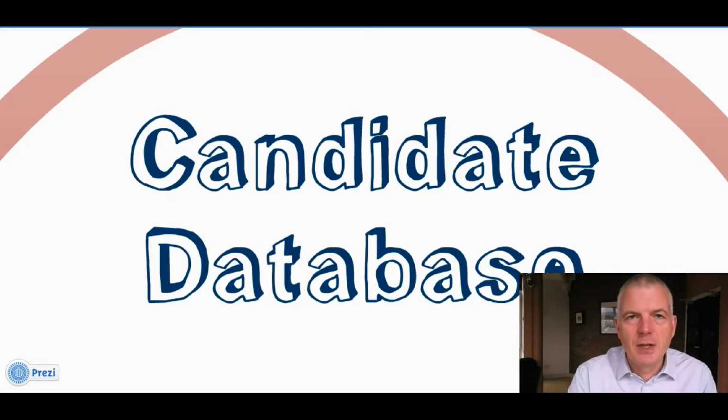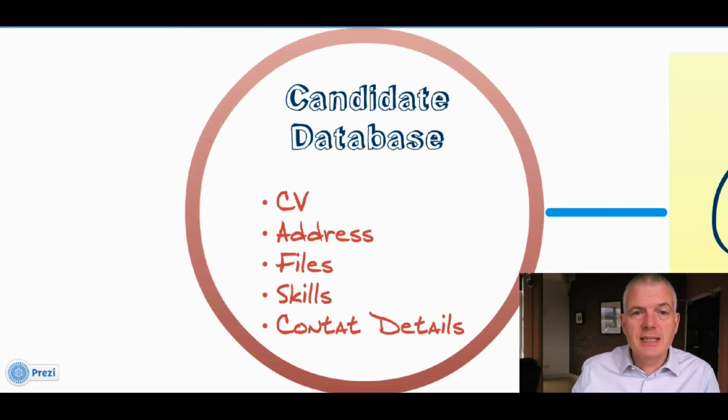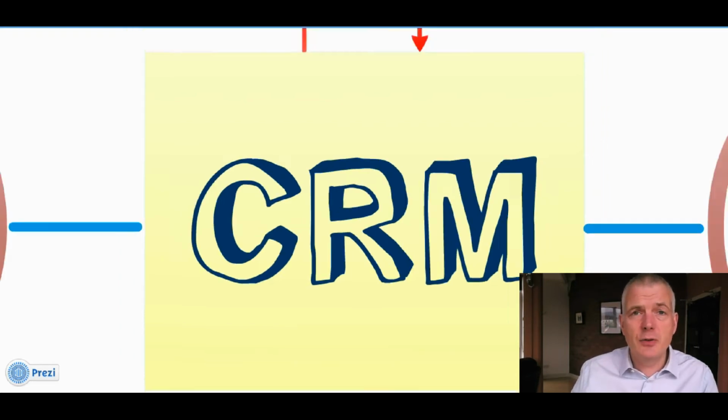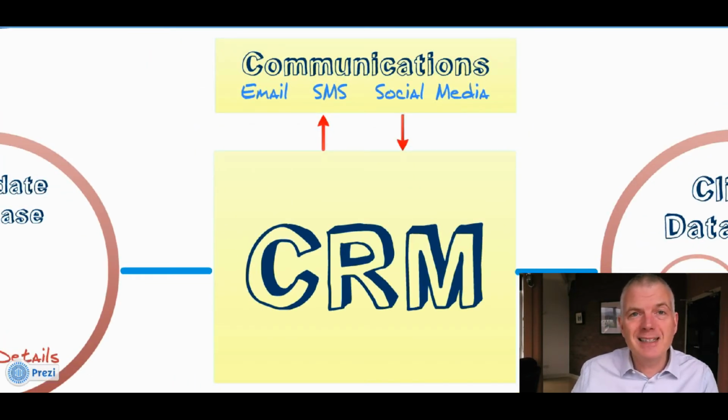So let's start off with the candidate database. What is a candidate database? It stores information about your candidates, like, for example, CV information, contact details, address information, files associated with them, skills, all the information you have about them. It also should store all your contact information. So this is the CRM aspect of the system, all your communication with the outside world, whether it be through email, through text message, through social media. Even telephone systems can be linked into recruitment software nowadays, so you can monitor all the ingoing and outgoing traffic within your organization.